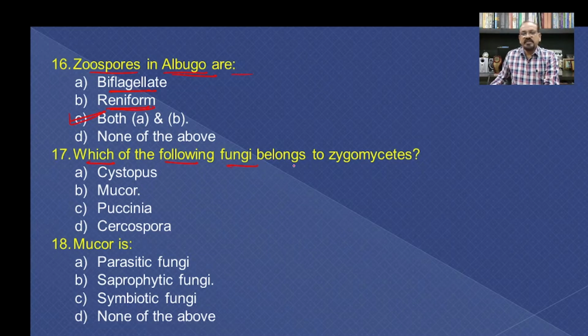Then which of the following fungi belongs to Zygomycetes? Cystopus is a member of Oomycetes, Mucor is a member of Zygomycetes, Puccinia is a member of Basidiomycetes, and Cercospora is a member of Deuteromycetes. It means that Zygomycetes means the Mucor. Then if you see the growth of the Mucor, it is developing on the dead and decaying organic matter. It means that it is a saprophytic fungus.